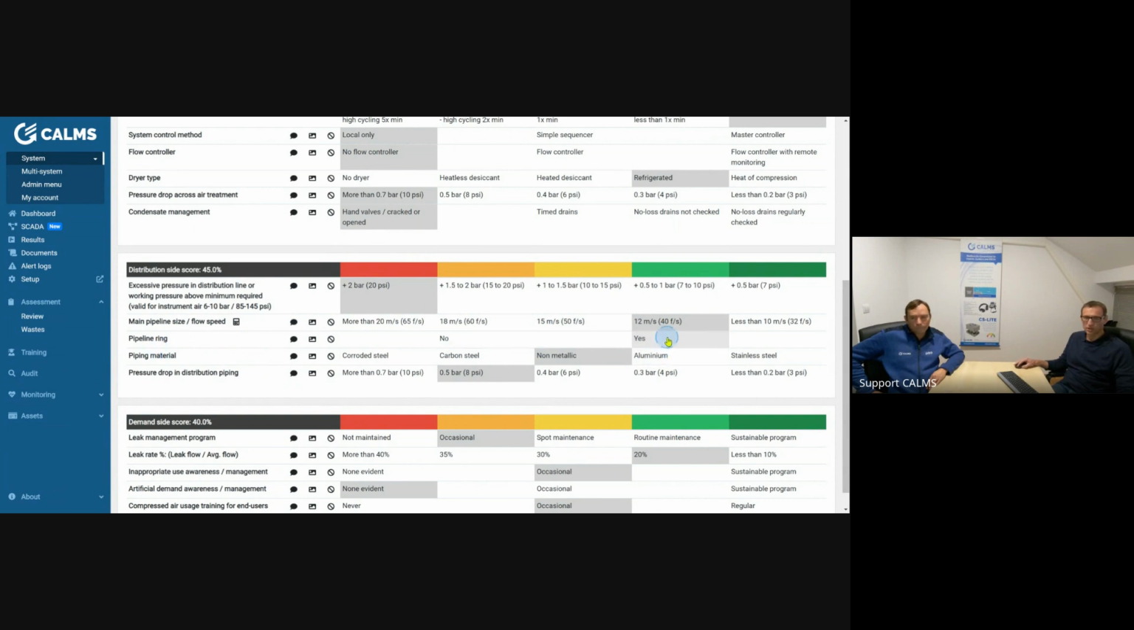And you also have a ring. Yes, the main uses a ring. And you're using carbon steel. Yes, carbon steel. And the pressure drop, we don't know. Do you think this is a problem or not? I don't know.